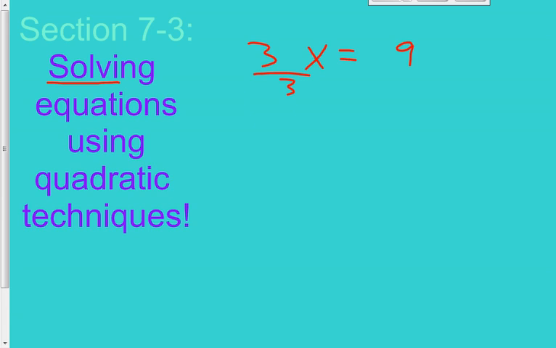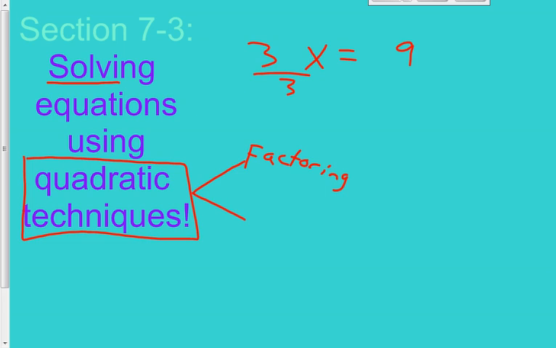When we have polynomials in this lesson, we're going to solve them using quadratic techniques. Most oftentimes, that means factoring, but there are going to be times in this lesson where we can solve using other ways, another one being the quadratic formula. That's what we're going to do. We're going to get x all by itself by factoring or by using the quadratic formula.